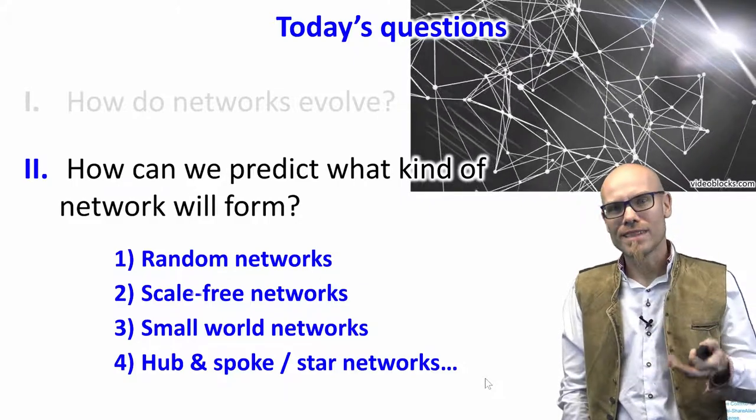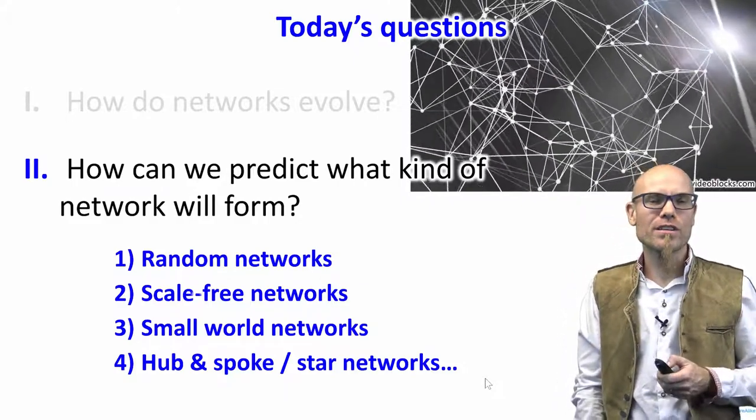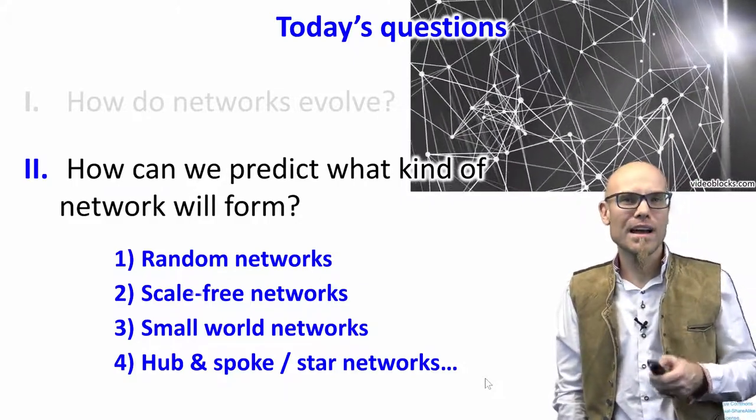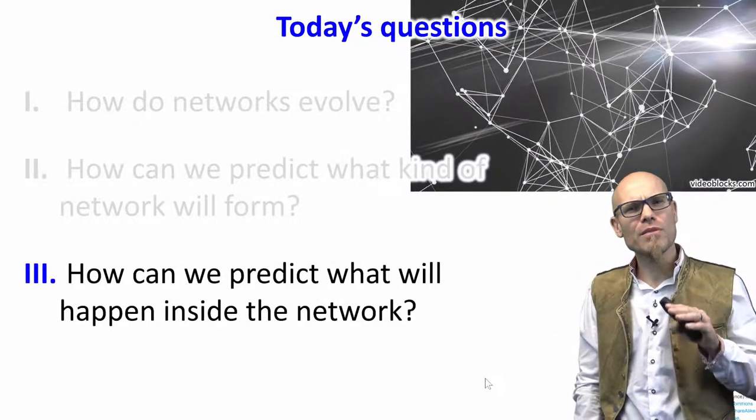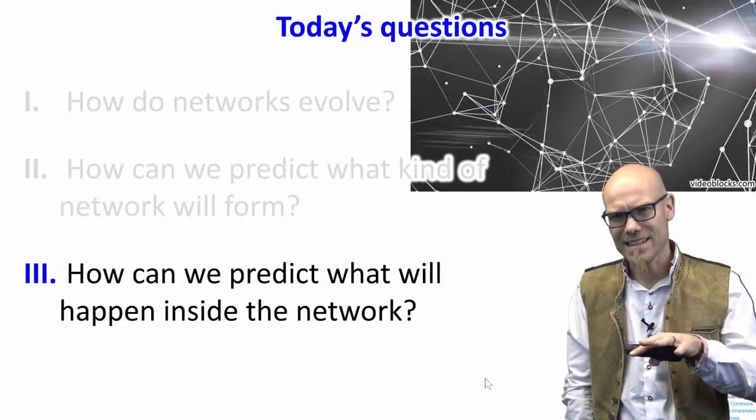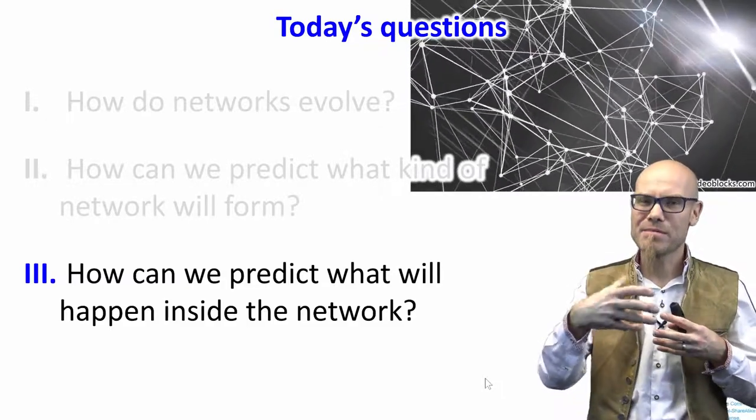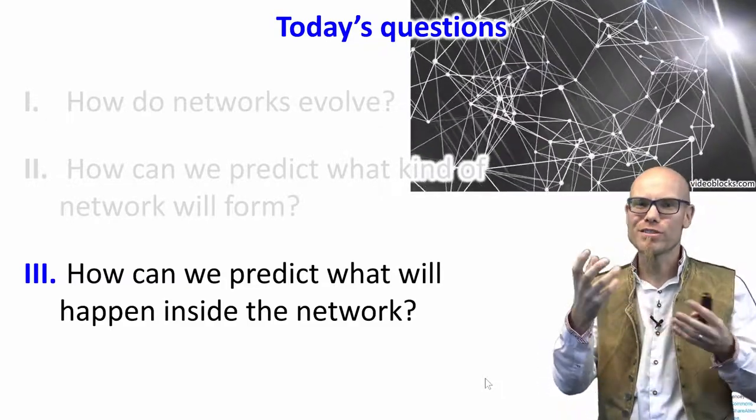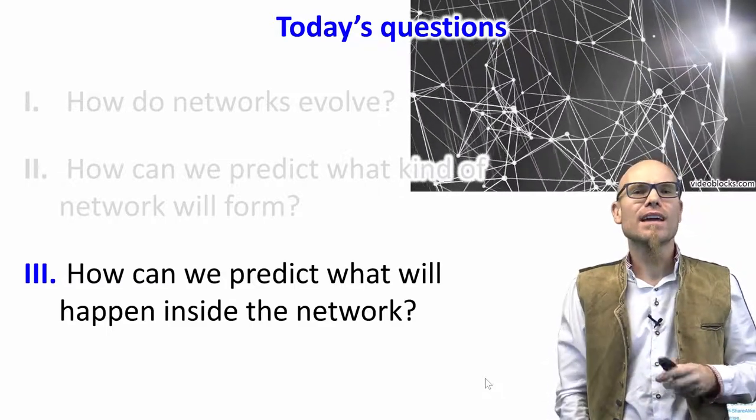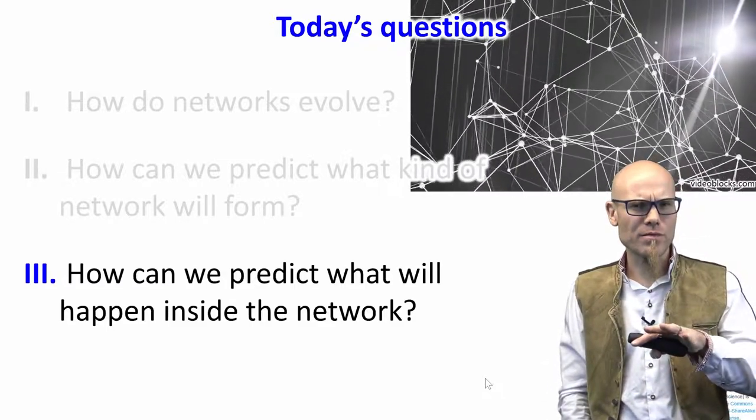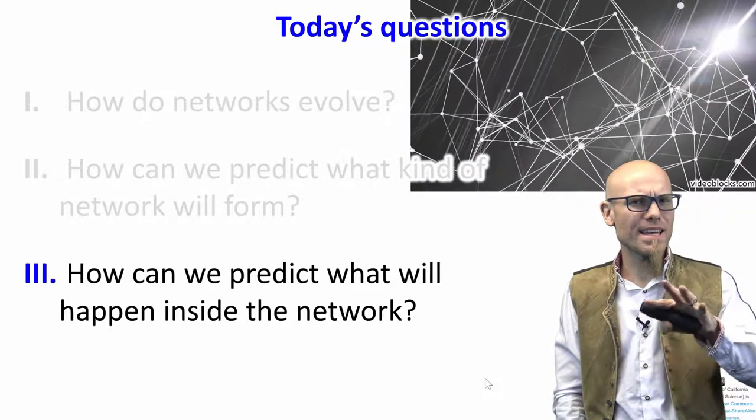So that ends the second question, which will lead us now to our last question for today. How can we predict what will happen inside the network? So for now, we've been growing networks. So that's a dynamic. Something is changing on the network. The nodes and links are changing. And now let's take a stable network and see what happens inside the network.